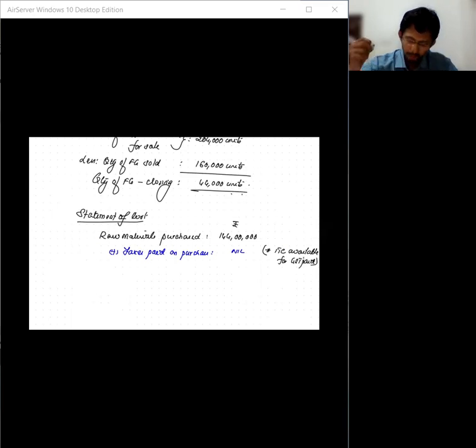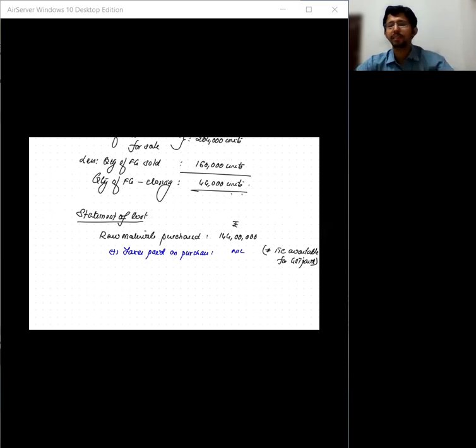Okay, so add taxes paid on purchase. How much we have to take here? Nil. Okay, what is the reason? The reason is ITC available for GST paid.